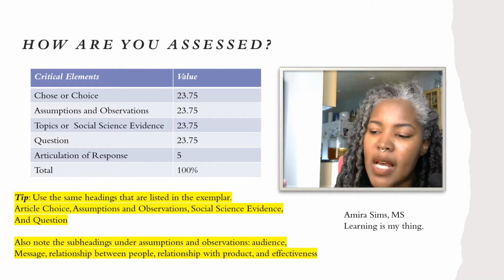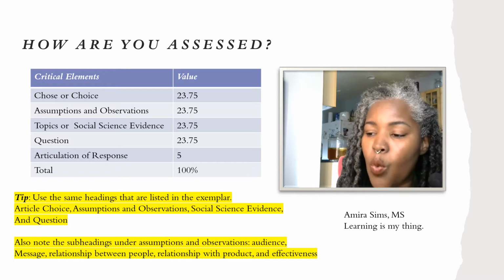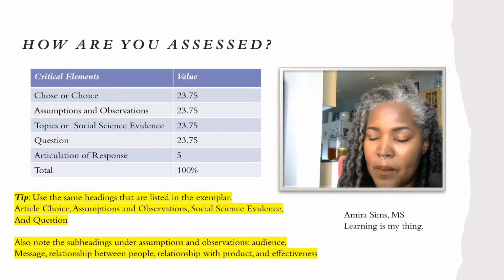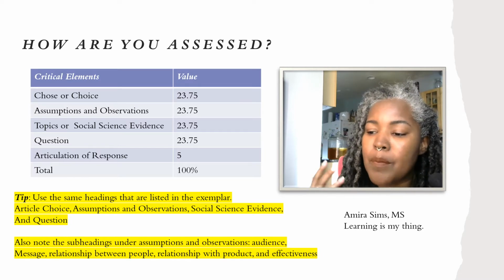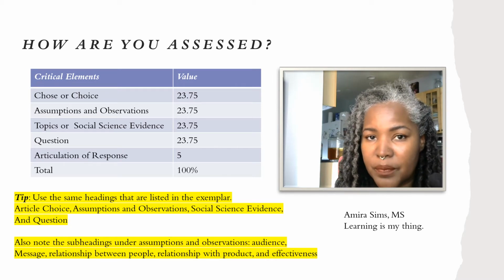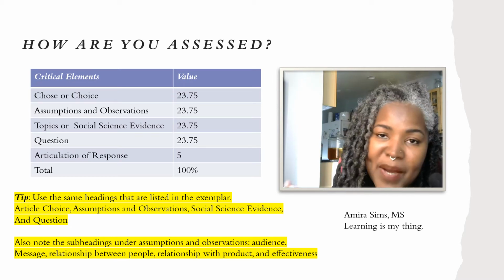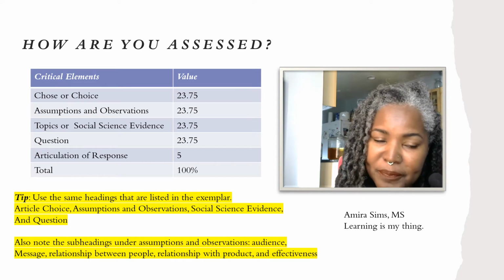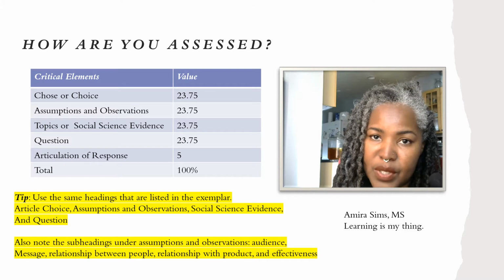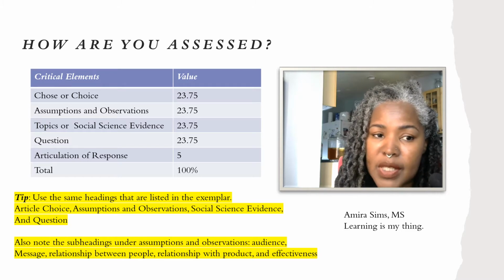So in the assumptions and observations section, in order to get an exemplary, you basically have to show me that you have a mature awareness of human interactions and behavior, as evidenced by your discussion in those subheadings. All right, and again, that's 23.75% of your grade for this particular assignment.